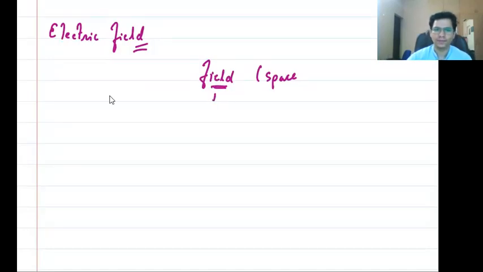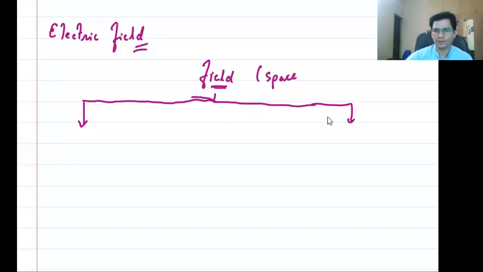As we discussed already in gravitational field, we have two types of field. What are the two types of field, guys? Tell me, think once, do you remember? Tell me, Samarth. Vector field, and scalar field.